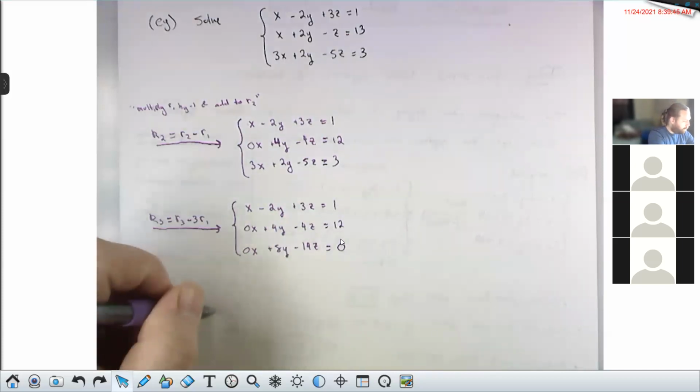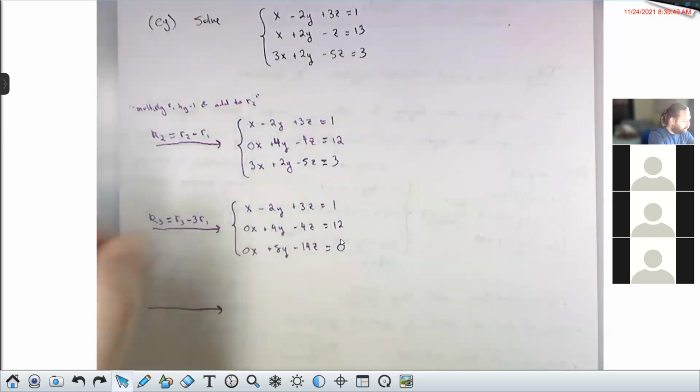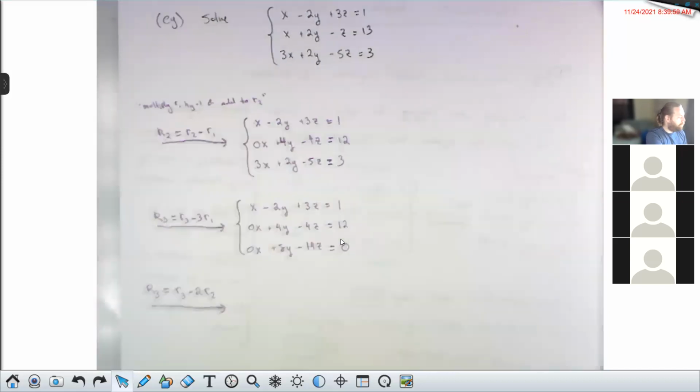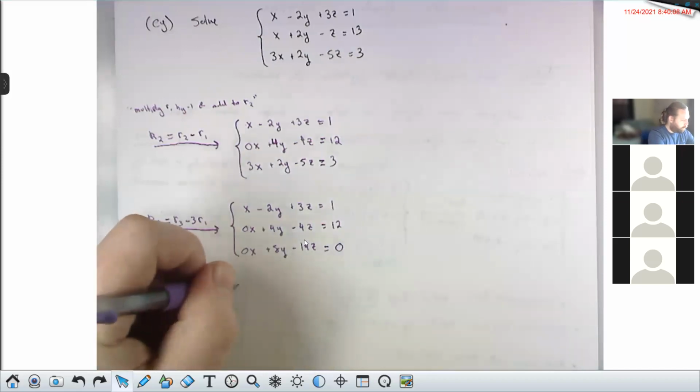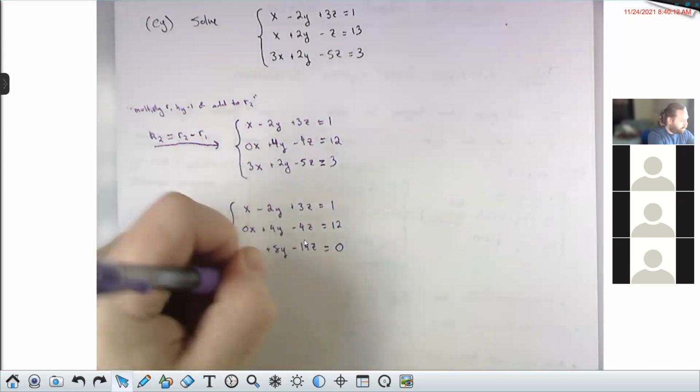So my next row up here is going to be row 3 is equal to old row 3 minus 2 copies of old row 2. I'm going to multiply this by -2 and add it to this. The only row that changes here is row 3. Rows 1 and 2 don't change.